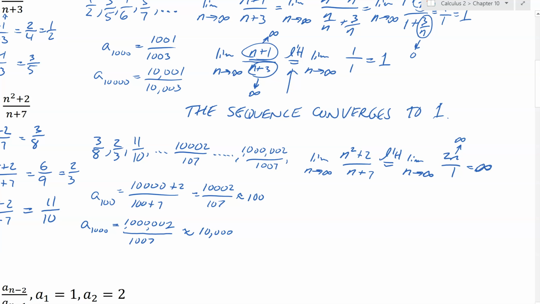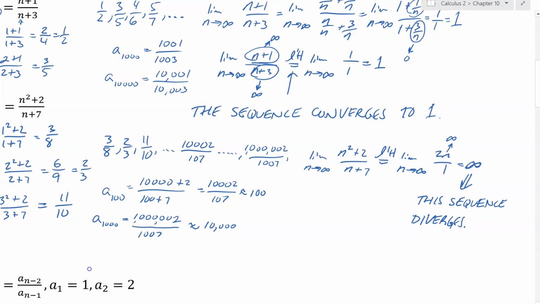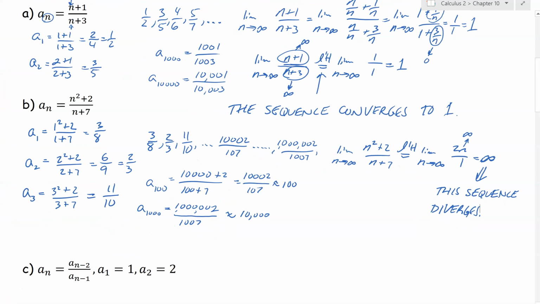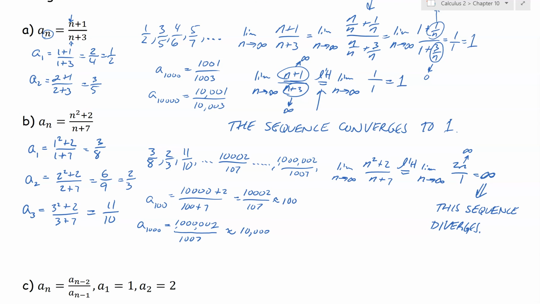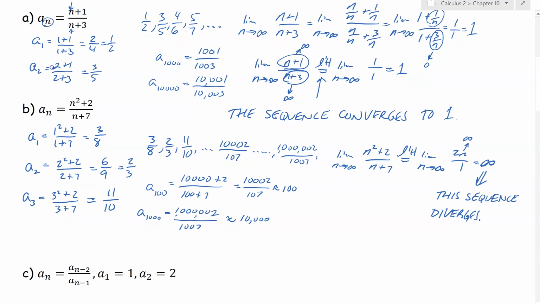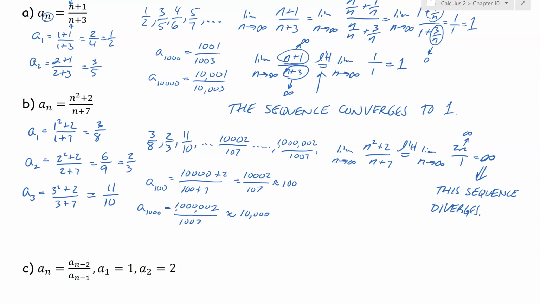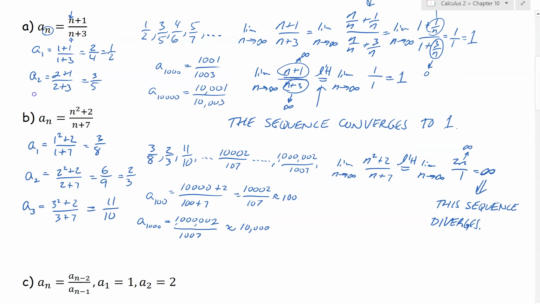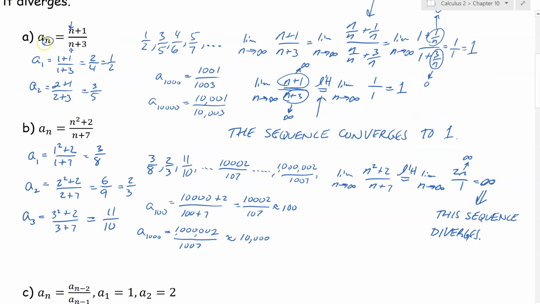And so since this is infinity, that tells us this sequence diverges because the limit is not equal to a real number. So this sequence diverges. So we've seen one example now of a sequence that converges, and we showed that with the limit. We saw another sequence that diverges that we showed with the limit, because the limit in this case was infinite. In both of these examples, A and B, we were given a formula to find the nth term.